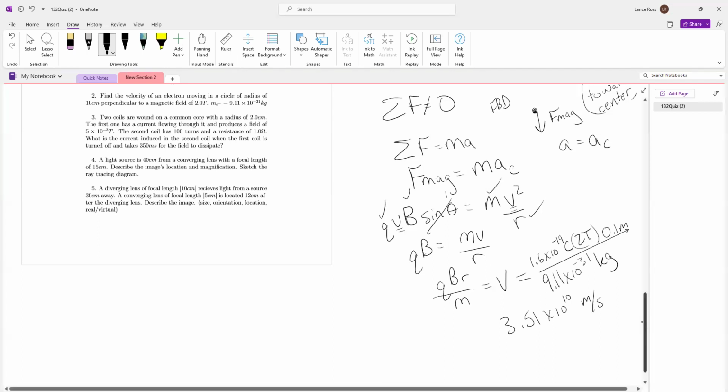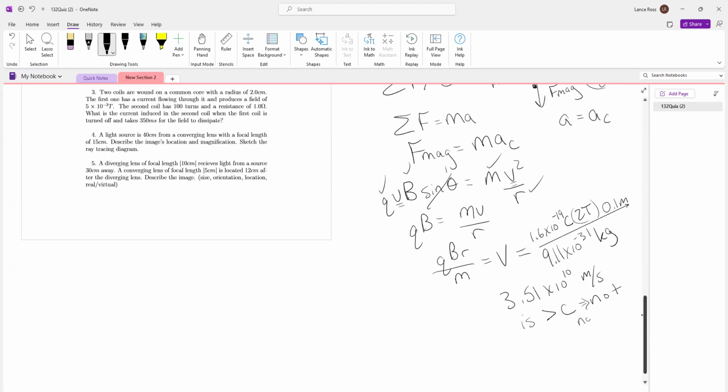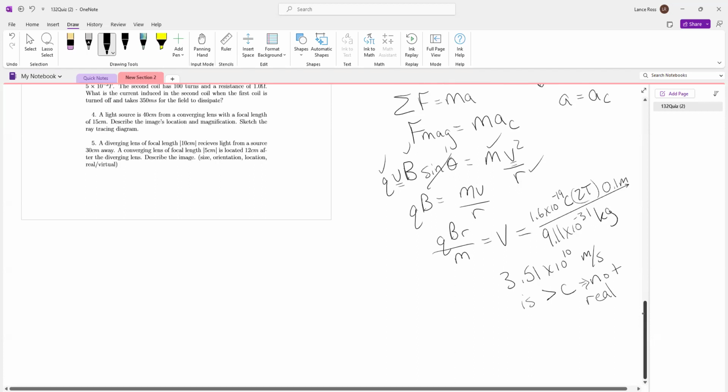All right, is that realistic? No, that's greater than the speed of light. So this is not real. If I gave you something like this on a test with an unreal velocity, performing all the work correctly would get you full credit, but I would probably give you a bonus if you noted that, yeah, this isn't real.